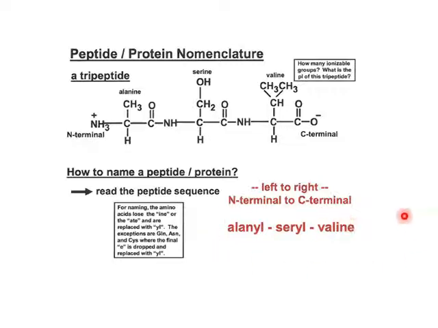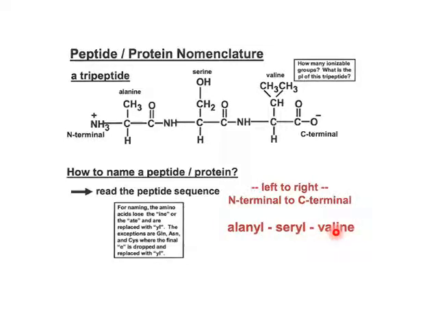So you may see some of that naming nomenclature if you read some of the literature. Most of the time, though, folks will just put in the 3 letter code. So it'd be ALA-SER-VAL, and they'll call it that peptide, or the ASV peptide or something like that. But this is a more formalized naming system if you were to name it.